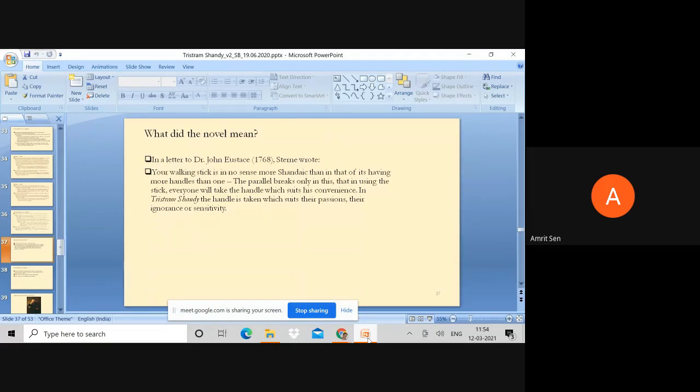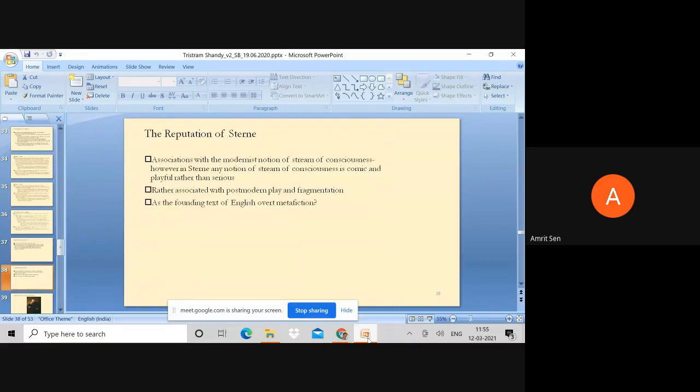So handles, rather. "Your walking stick is in no more sense Shandean than in its having more handles than one. The parallel breaks only in this, that using the stick, everyone will take the handle which suits his convenience. In Tristram Shandy, the handle is taken which suits their passions, their ignorance, or sensitivity." So if you want to read Tristram Shandy, you can read it for its sexuality. You can read it for its formal ingenuity. You can read it for its sentimentality. You can read it for its parody of the philosophers' gloriosa. So it's a book with many handles, many interpretations, which ultimately goes back to the reader.